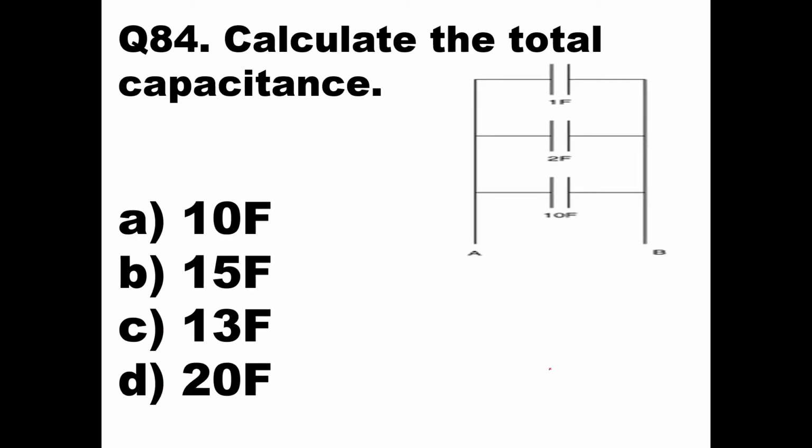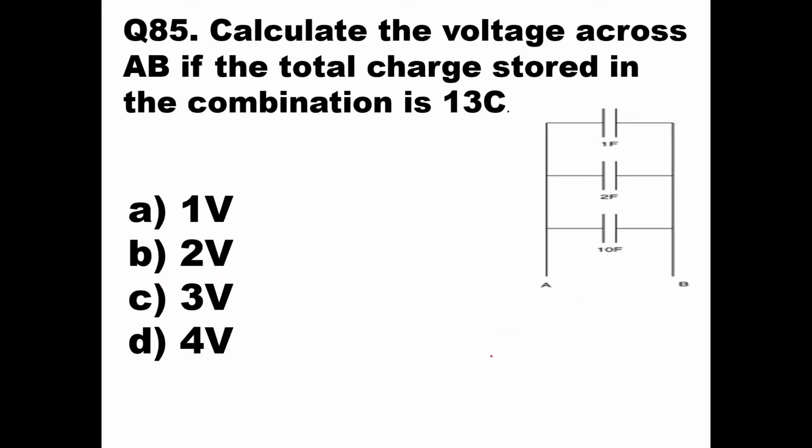Question number 84. Calculate the total capacitance in this circuit. Here we see we have a capacitance of 1 farad, plus 2 farad, plus 10 farad. So 1 plus 2 is 3, plus 10 is equal to 13 farad, which is your total or equivalent capacitance because it is a parallel combination. So here option C, 13F, will be the right answer. Then we'll go to the next question.